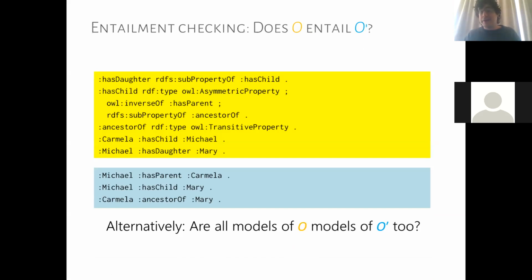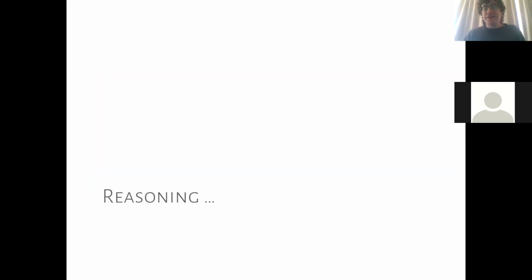So we looked at three tasks. There are other types of tasks we could consider, but we looked at materialization, write everything down. We looked at satisfiability, essentially, is the ontology consistent? And the third one, does one ontology entail the other? Okay, so these are tasks.